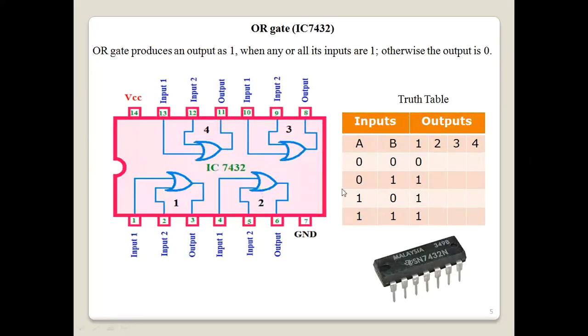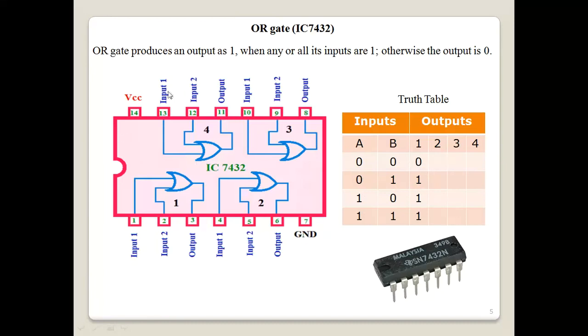Now we are moving to OR gate. The OR gate produces an output 1 when any or all the inputs are 1, otherwise the output is 0. The OR gate shows the addition performance, that is 0 plus 0 is 0, 0 plus 1 is 1, 1 plus 1 is 1. For any one of the inputs high, the output is high. If both the inputs are 0, the output is 0.